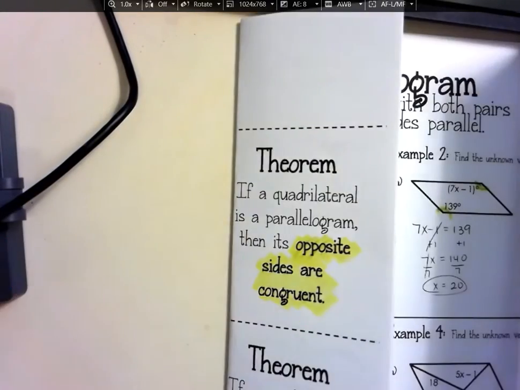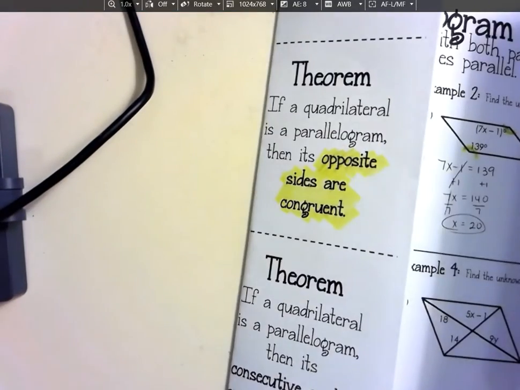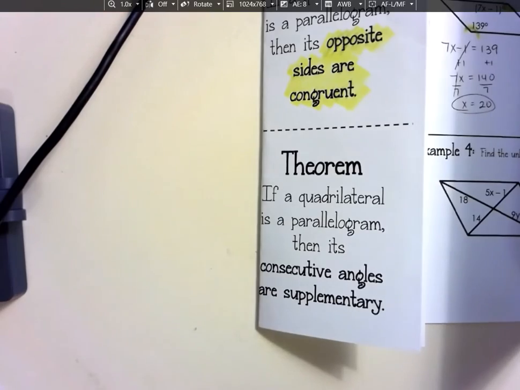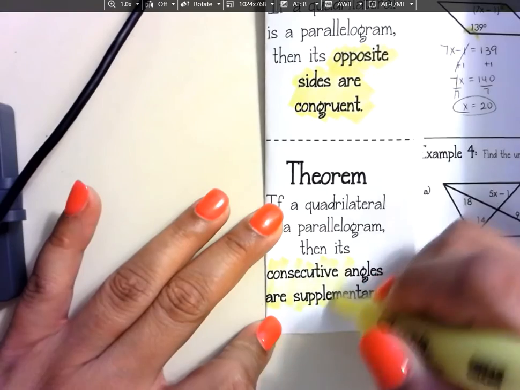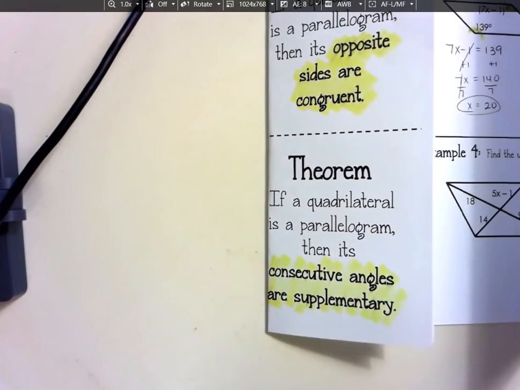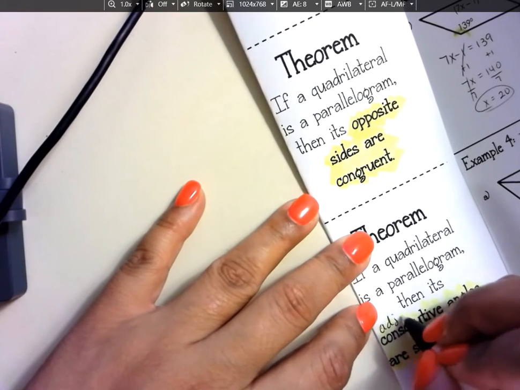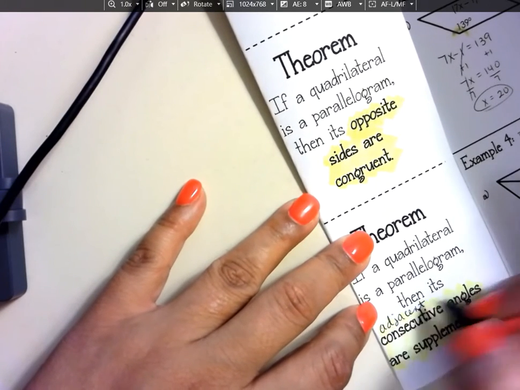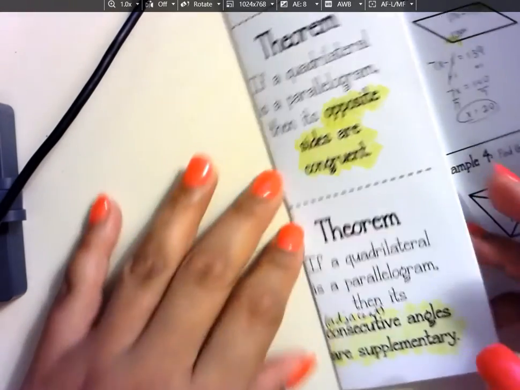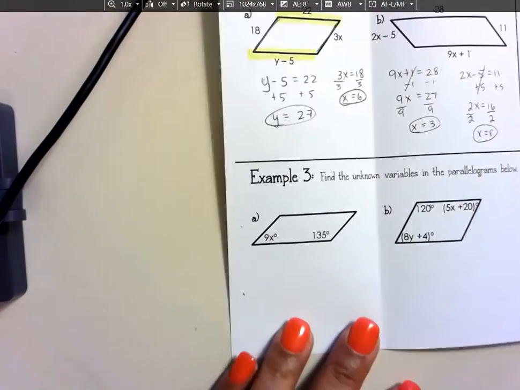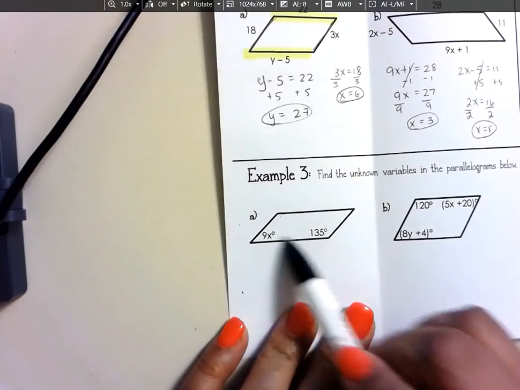Alright. Next theorem. The keyboard is in the way. If the quadrilateral is a parallelogram, then the consecutive angles are supplementary. Another way that people talk about these angles is they call them adjacent. But I'm not really sure that that is completely correct, but you might hear that in the videos. And adjacent ones, remember the opposites would be these.